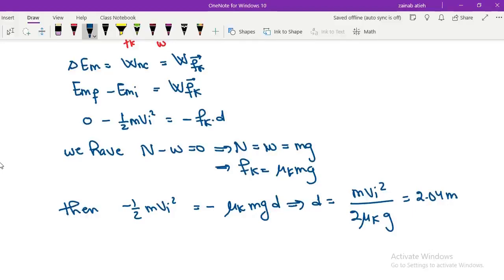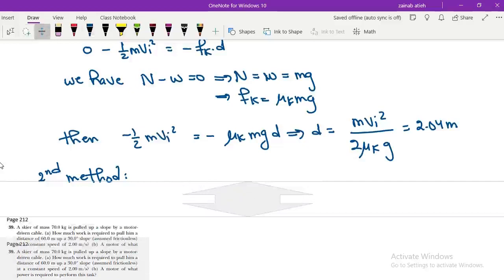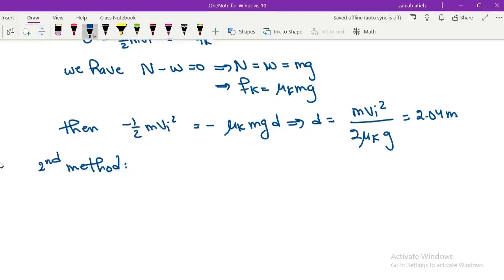So let me allow you to see a second method. It's a second method, but I prefer the first one, though the second one is not wrong either. I will repeat again: when the question asks for speed or gives me speed, it's better to use the energy considerations. We can think in terms of whether I use conservation or non-conservation of energy. If the question gives or asks for the acceleration, I think of Newton's laws, Newton's second law.